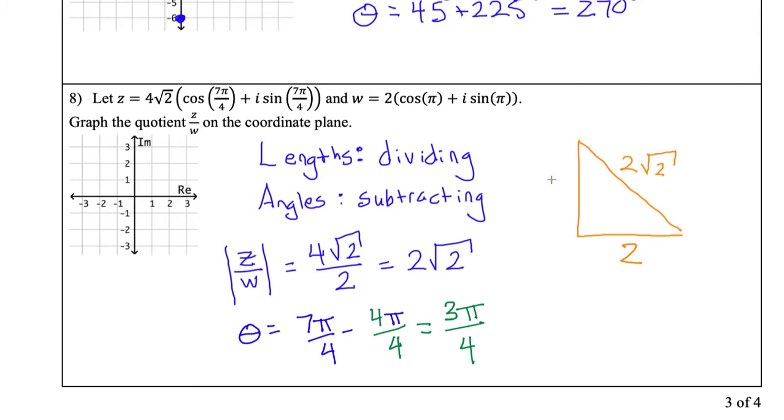This length is 2 as well. It's a 45, 45, 90, so these are congruent line segments. And make sure that this one is a negative because I'm in this top left quadrant, quadrant 2. So here's the answer.